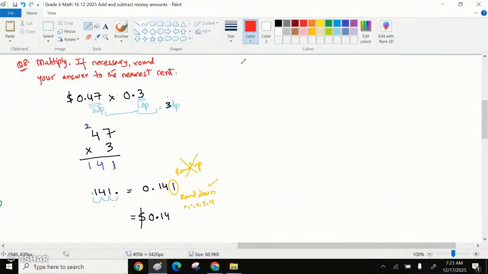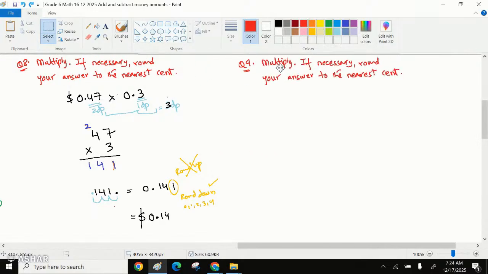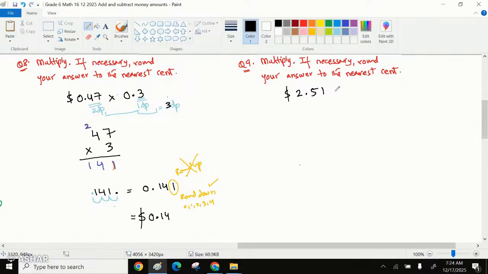Okay. Let's see one more question. Question number 9. Same statement they have in the question: if multiplying, and if necessary, round off to the nearest cent. It's the same statement in the next question. And the next question says that we need to multiply dollars 2.51 multiplied by 0.5.